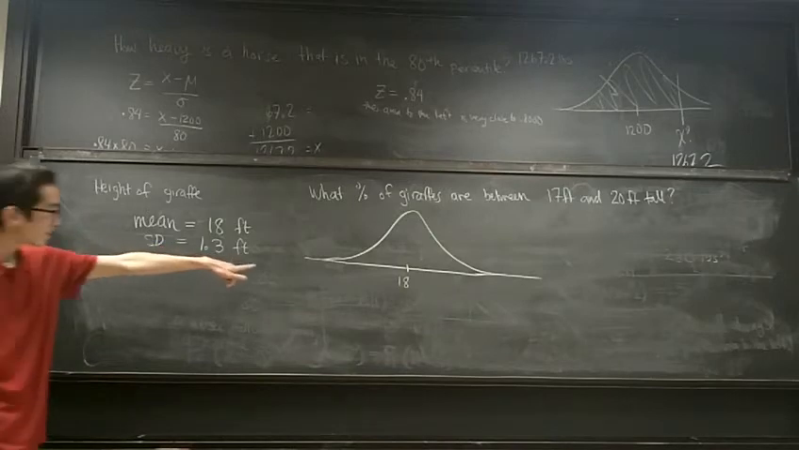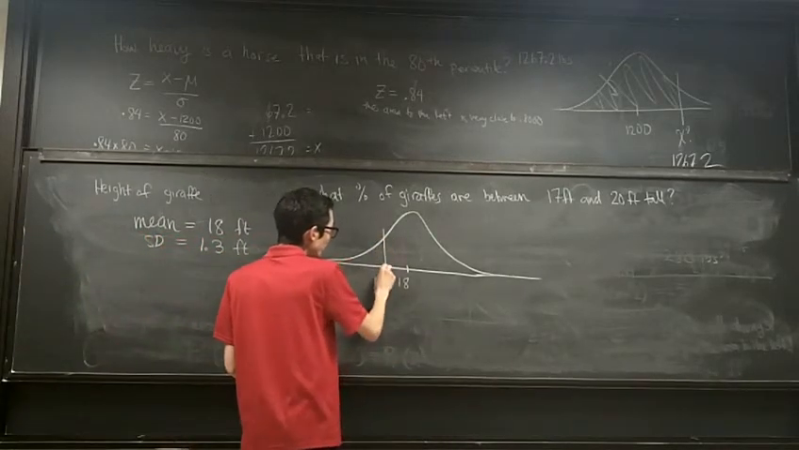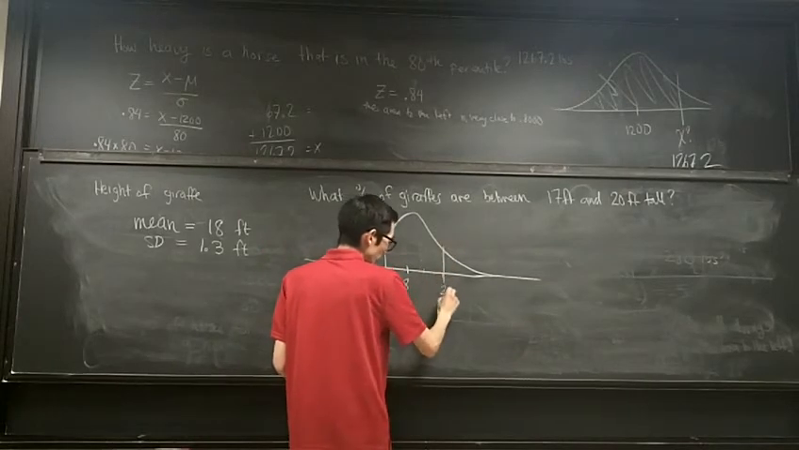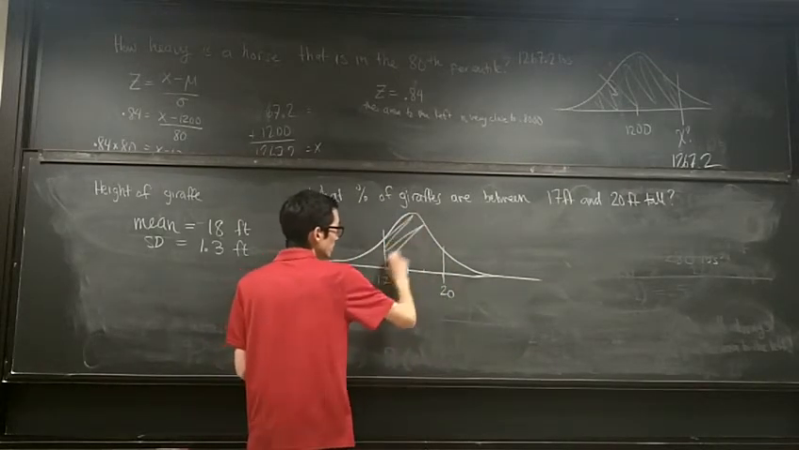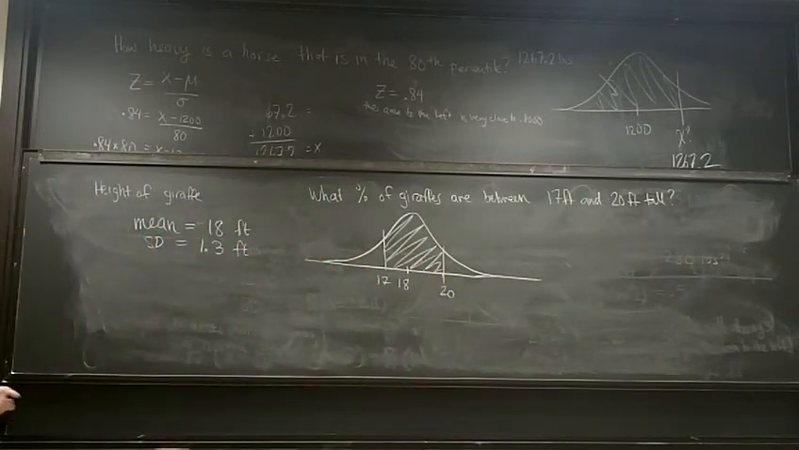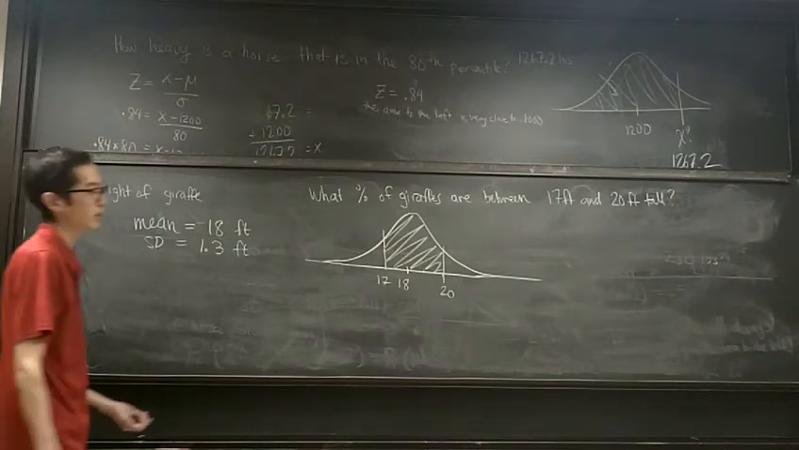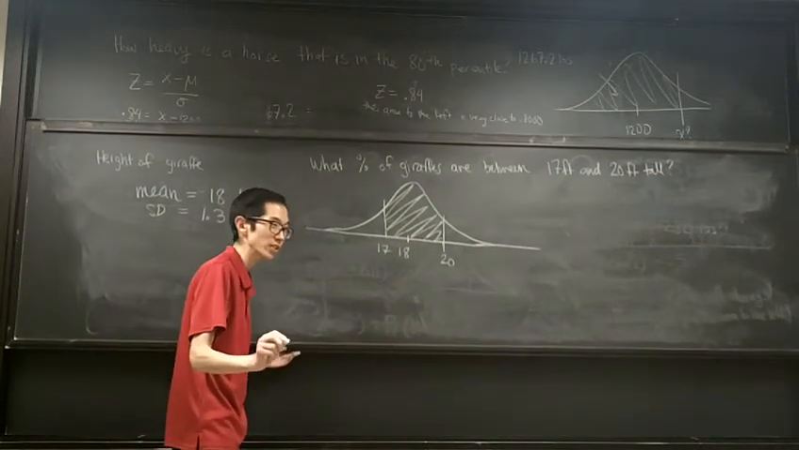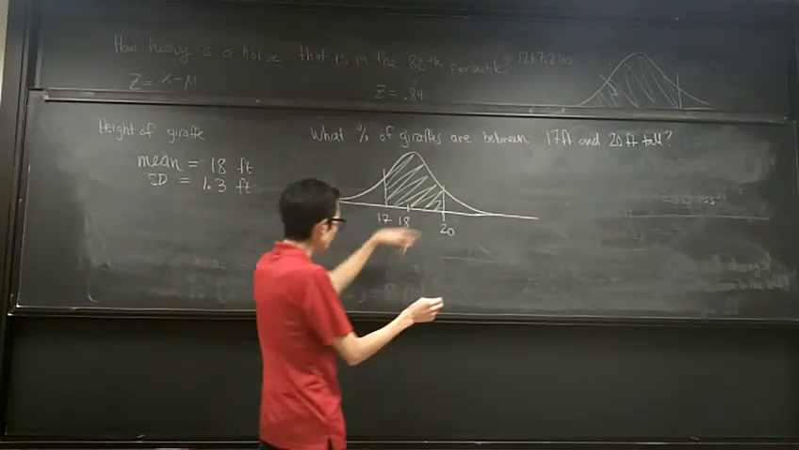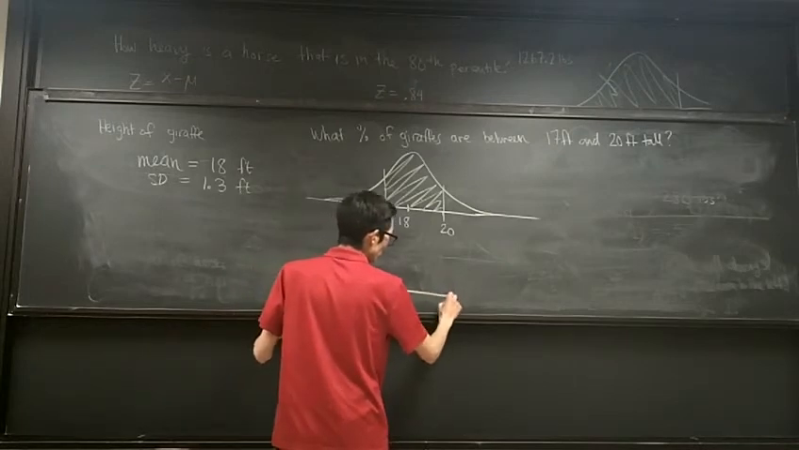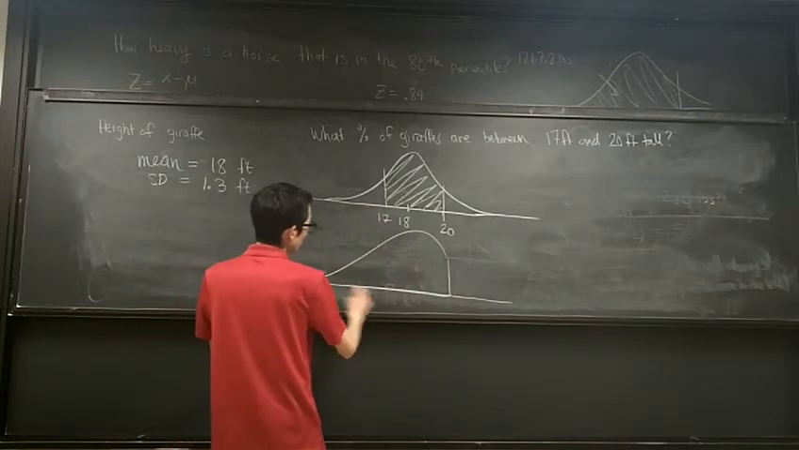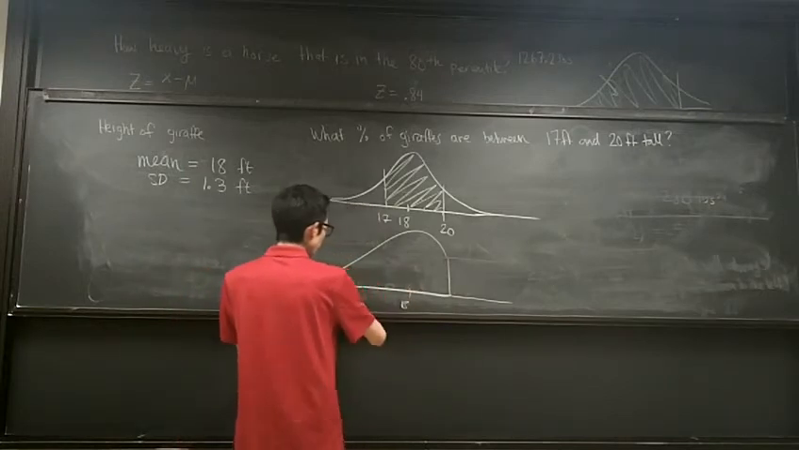In the center I've got 18. And what I'm asking for is if I draw a line at boundaries at 17 and 20, I want to know what is between here and here. That's what I'm asking. So how can I figure this out? Well, it's a little bit tricky. Well, not tricky, there's just a few extra steps. First we're going to find out what percentage of giraffes are shorter than 20 feet. I'm going to figure this out.